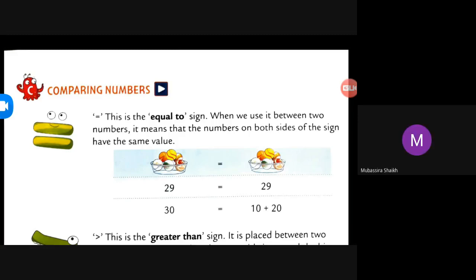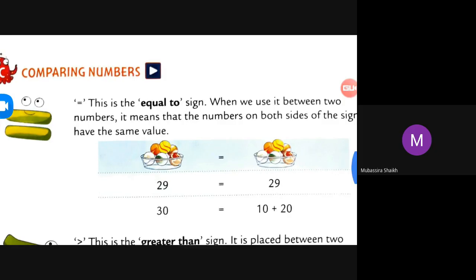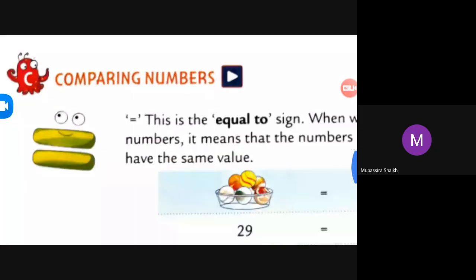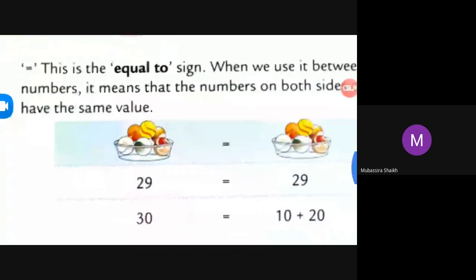Yes, ma'am. Continue. Okay, see this, comparing number. It means comparing two numbers. See, the first one is equal to. See here, you can see this equal to sign. So whenever both the numbers are the same, you have to put the equal to sign here.